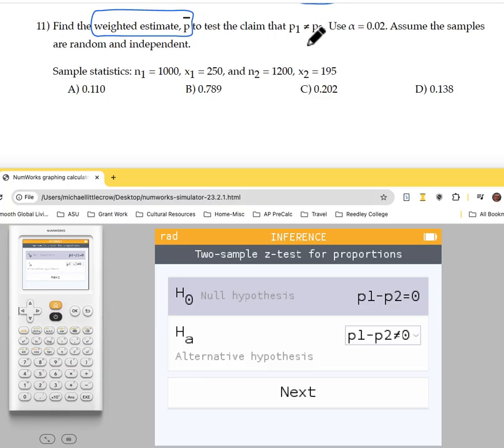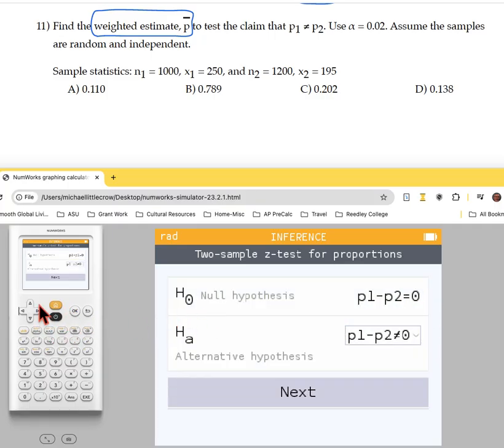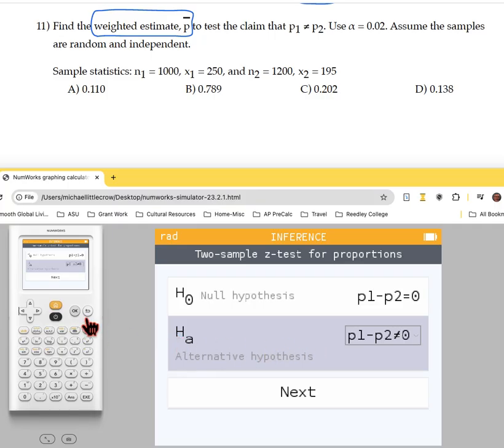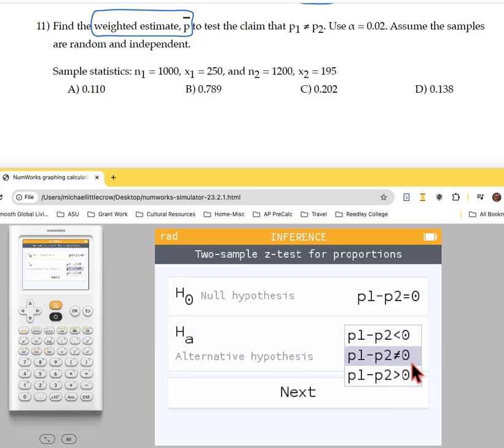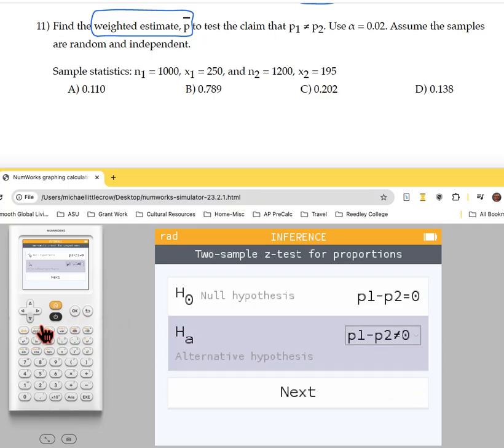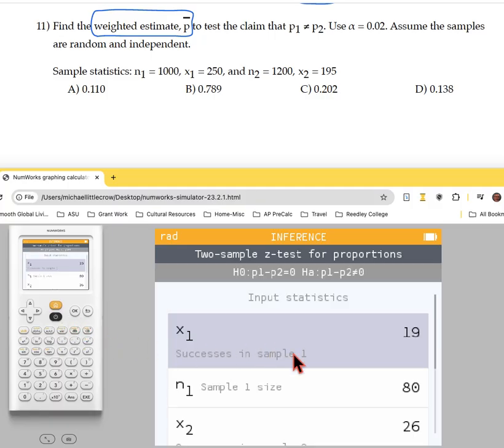We're testing that P1 is not equal to P2, so the standard null hypothesis will be that the two are equal, or that when we subtract them we get 0, same thing. Down here is the not equals, so again we have the three choices. We'll go with the not equals, and we now can put in our details.